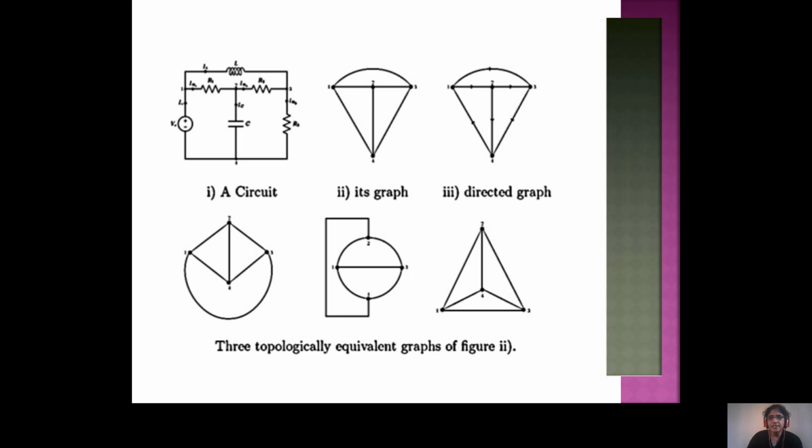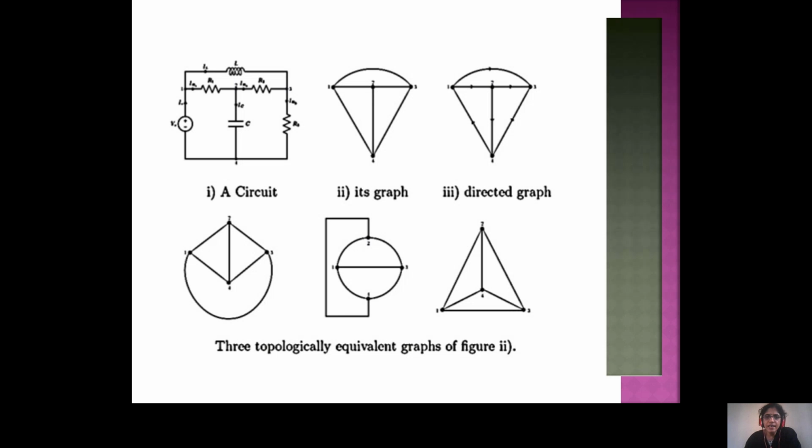There are 3 topologically equivalent graphs. This you have to represent in the form of a graph. When you observe here, there are 4 nodes. Between 1 and 2 there is a connection, between 2 and 3 there is a connection, between 3 and 4 there is a connection, between 1 and 4 there is a connection, and between 2 and 4 there is a connection. So not only in this form, we can represent this circuit in other forms also. Here also there are 4 nodes and 1, 2, 3, 4, 5, 6 branches.